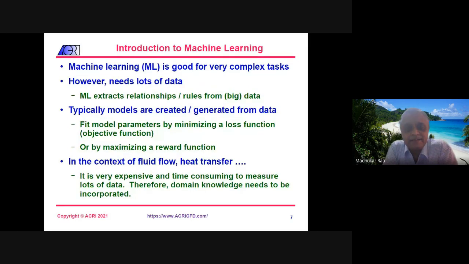Machine learning, I'll abbreviate it as ML from now on, is very good for very complex tasks. It is very good at extracting relationships for performing these complex tasks. Specifically, if you have an image and you want to see whether it's that of a cat or a dog or a computer or whatever, it's very difficult to write a deterministic computer program with a lot of logical rules and if-then-else statements that can do a good job at that. However, machine learning is very good at learning how to do such complex tasks.